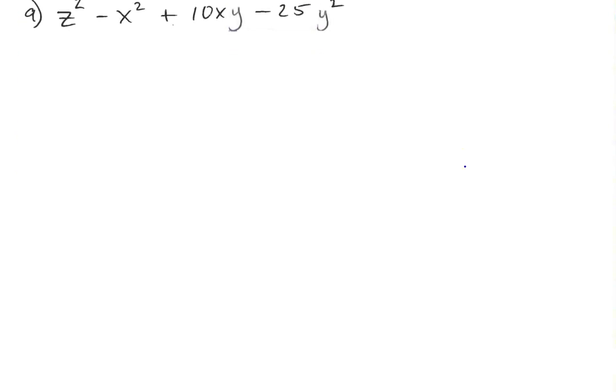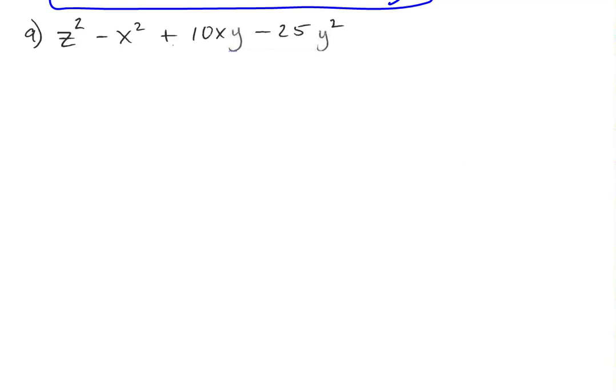Okay, let's go on to another example. This one begins as z squared minus x squared plus 10xy minus 25y squared. Okay, so top of the list every time. There's no greatest common factor for all these terms. You can discover that by looking through them without too much trouble. But notice we have 4 terms, which may make you think, well, maybe grouping.